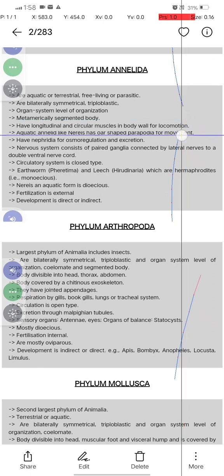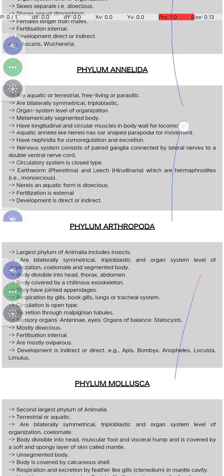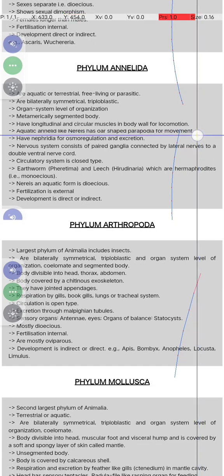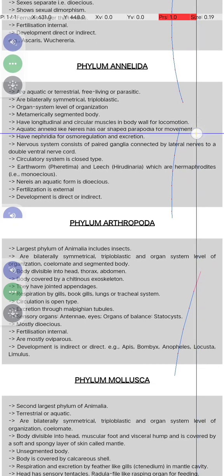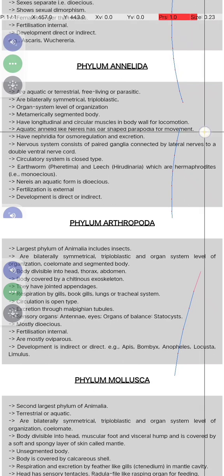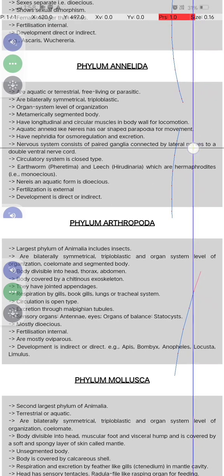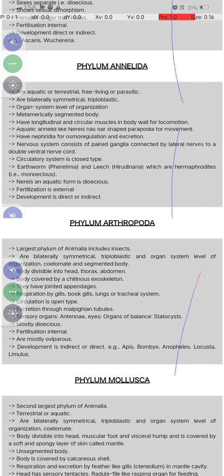Metamerically segmented body, with longitudinal and circular muscles in the body wall for locomotion. Aquatic annelids like Nereis have parapodia for movement. They have nephridia for osmoregulation and excretion. The nervous system consists of a pair of ganglia connected by lateral nerves to the double ventral nerve cord, and the circulatory system is closed type.